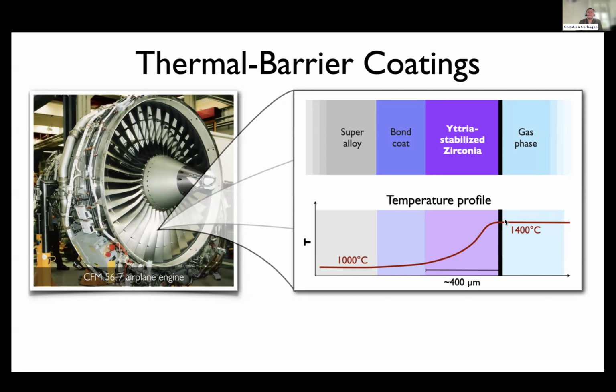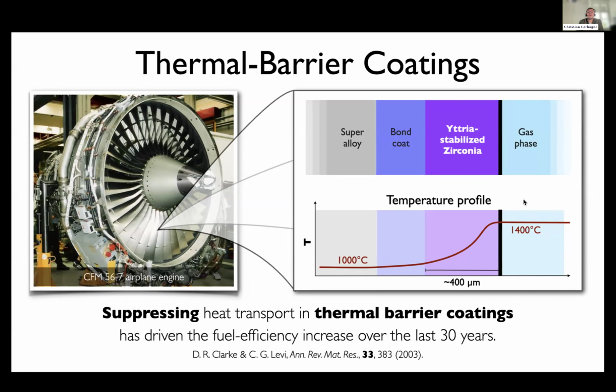Now, again, this increases the longevity of such a turbine, but it also allows to increase fuel efficiency. For each 100 K you increase the combustion temperature, you roughly save 1% of fuel. And this is one technique that has increased the fuel efficiency in turbines over the last 30 years. And we want to go even further.